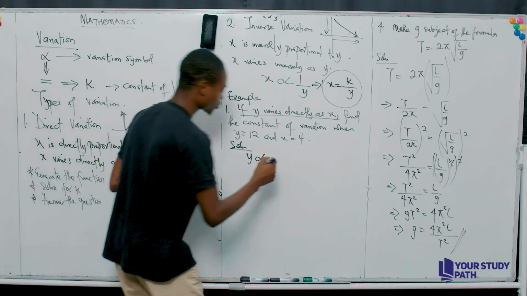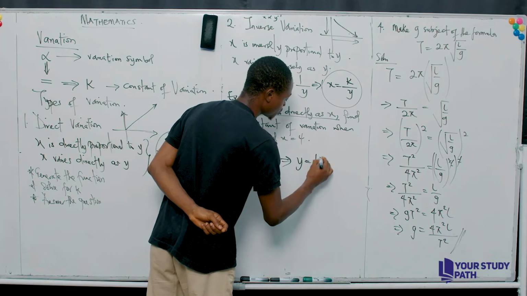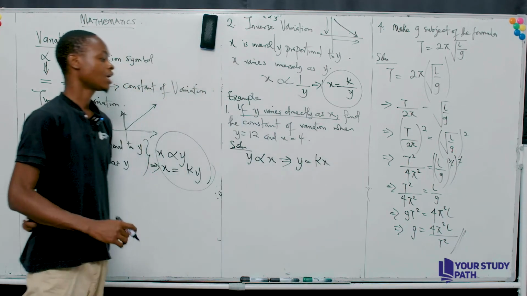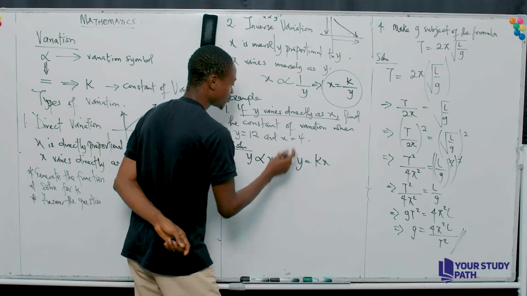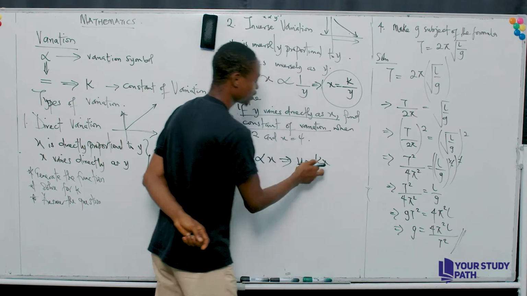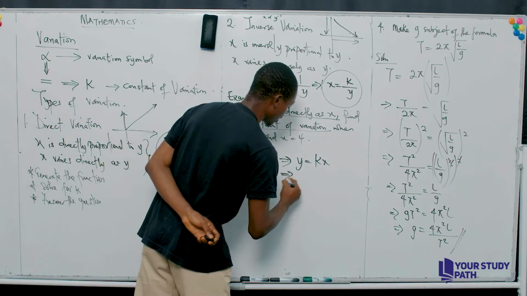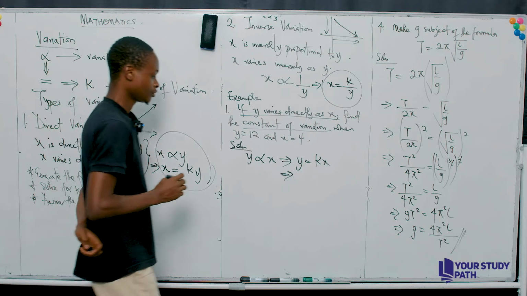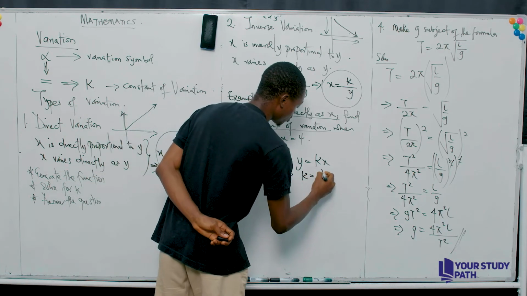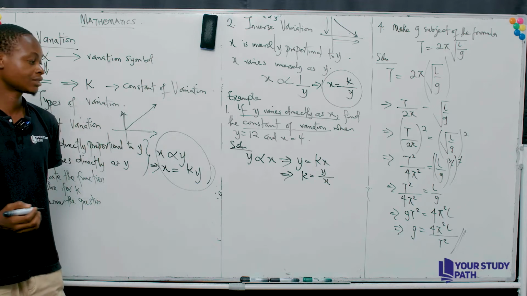So first, let us convert this into the equal to sign. We have that y will now be equal to kx. If that is the case, what do we now have? We are looking for the constant of variation, which is k. So it means that we can proceed by making k the subject of the formula. So if we make k the subject of the formula here, what would we have? We'll simply have that k will be equal to y over x, dividing both sides by x.